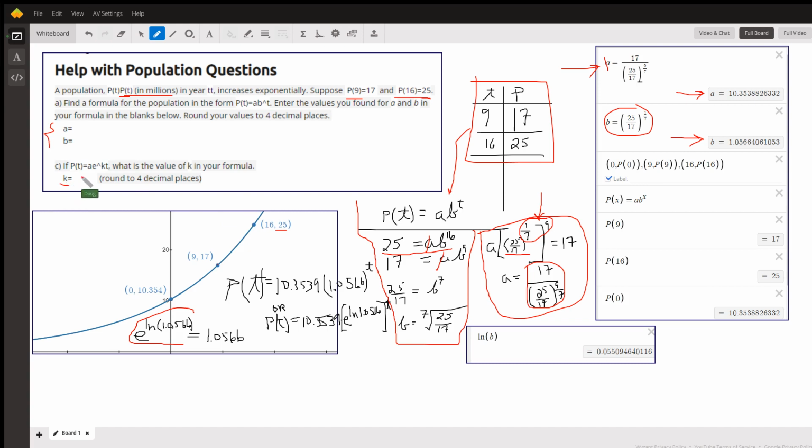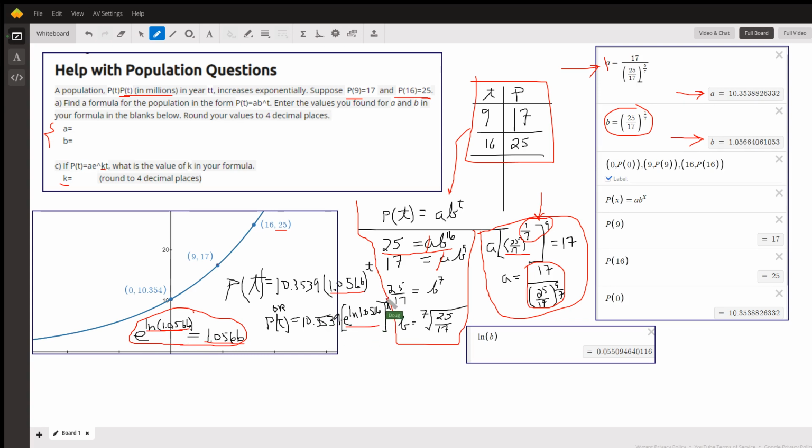Now, how do you find the value for k to write it in this form? Well, what you want to rely on is the fact that e to the natural log of anything is equal to the anything. So this 1.0566 right here, which is the value of b, I'm going to replace with e to the ln of b. And there that is right there.